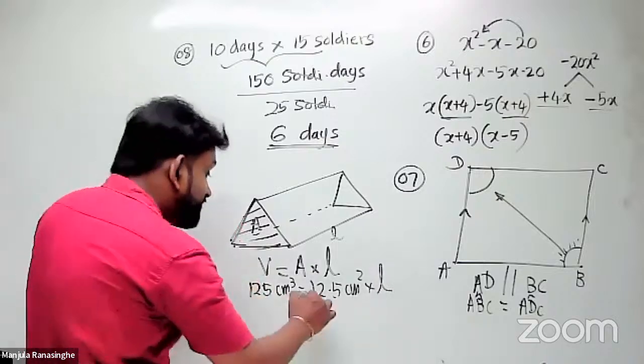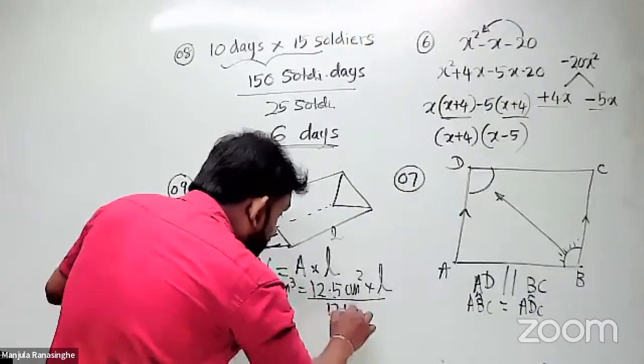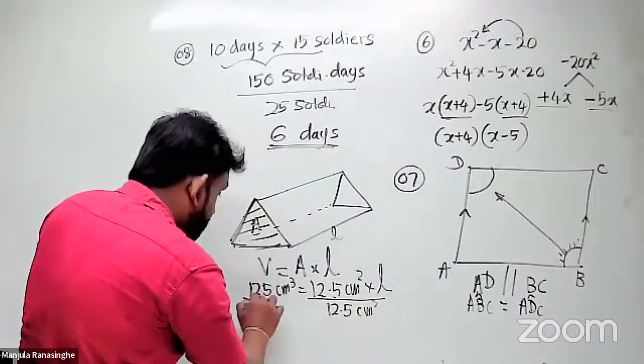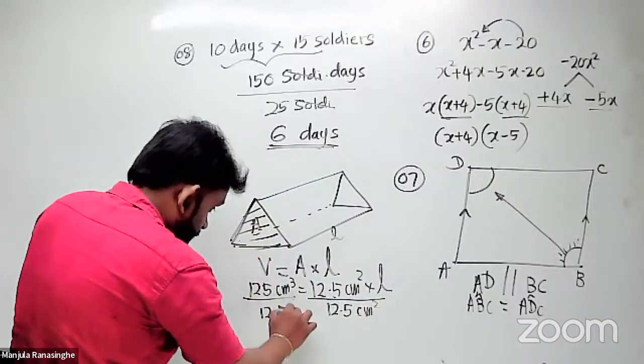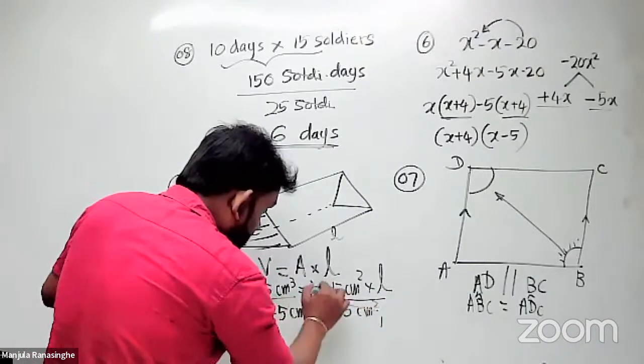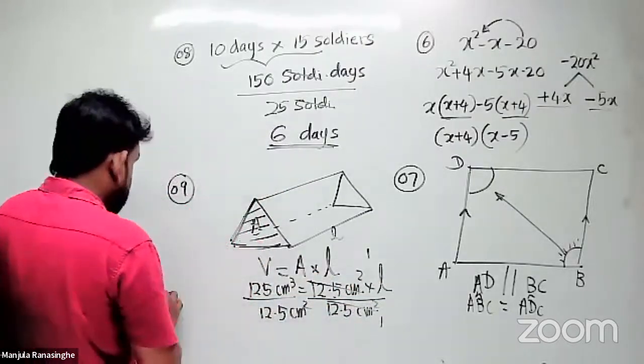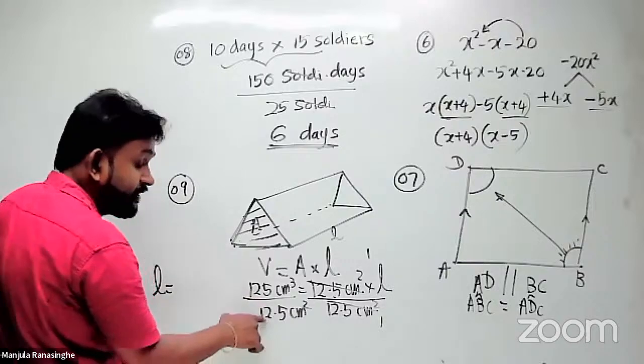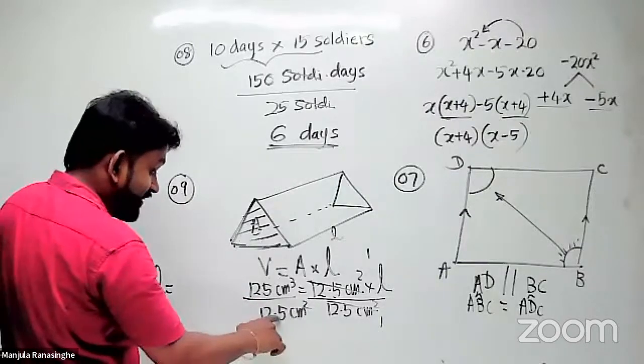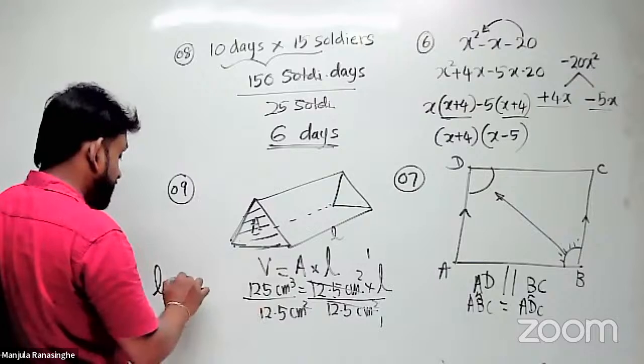Okay, so how to find the length? Just divide both the sides by 12.5 square centimeter. Okay, so here this is being cancelled out. Then L being subjected as how? L equal 125 divided by 12.5. Now you can see here how many tens there are.